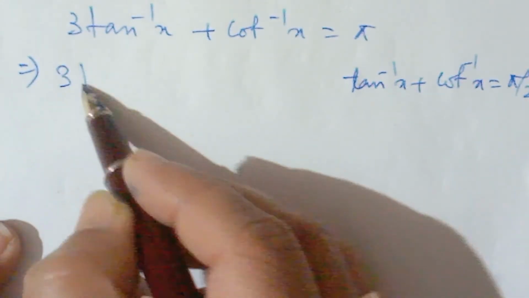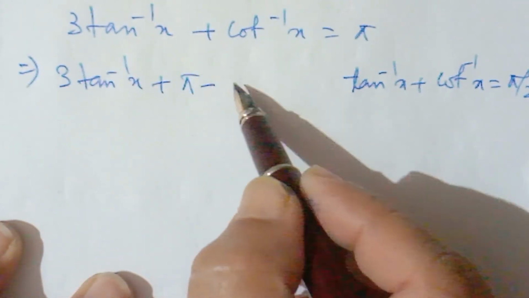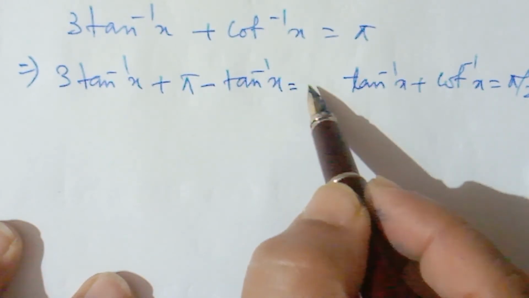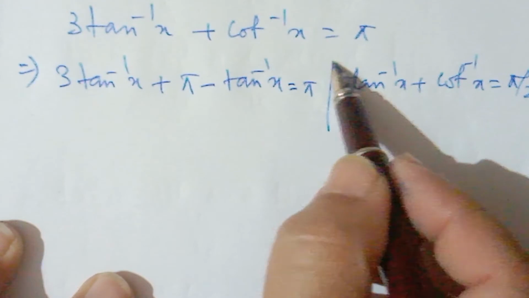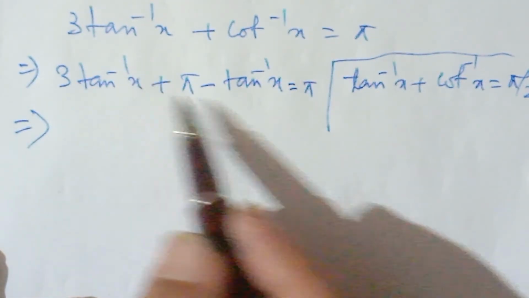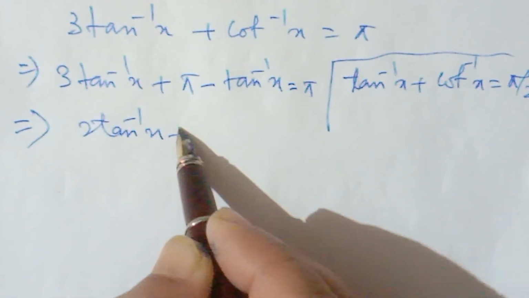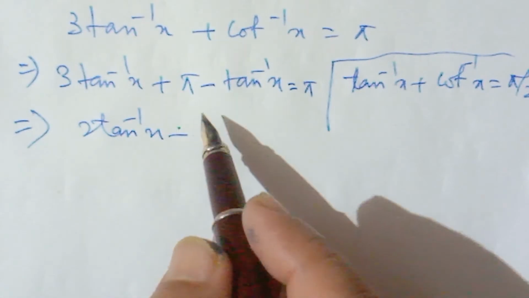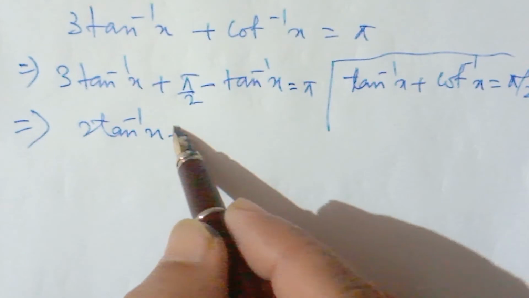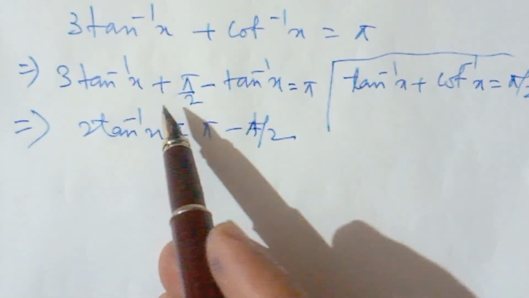So that I will put 3 tan inverse x plus pi by 2 minus tan inverse x is equal to pi. Then 3 tan inverse x minus tan inverse x, so 2 tan inverse x plus pi by 2 equals pi, so 2 tan inverse x equals pi minus pi by 2. And this is pi by 2.